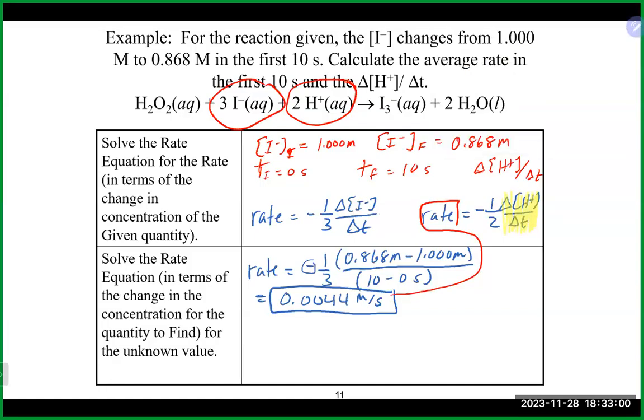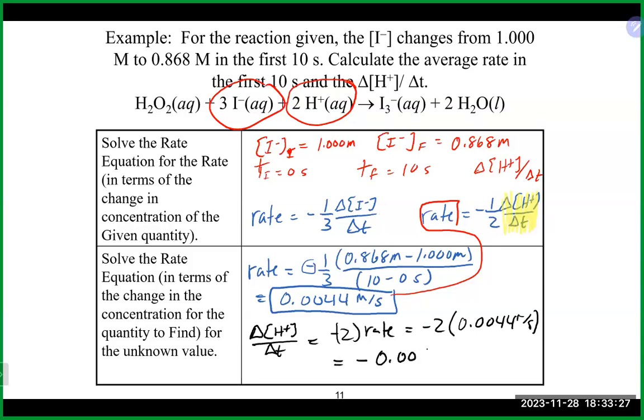Now that would get us that the change in the concentration of H plus over the change in time will equal minus 2 times our rate, which we have above. So that would give us minus 2 times our 0.0044 molar per second. And obviously we're just going to multiply that by 2. That tells us this is changing by 0.0088 molarity every second. And it's negative, which does make sense since it's a reactant. So it should be decreasing with time.